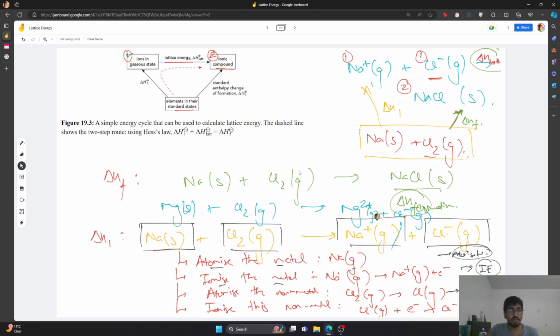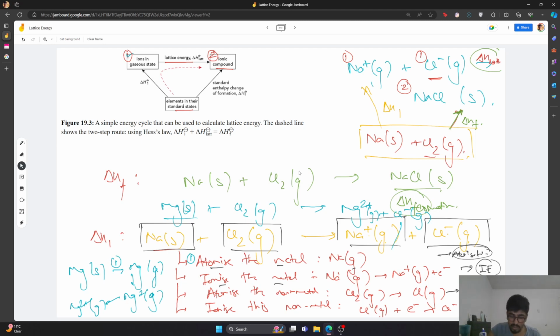In that case, you will have to ionize Mg twice, right? So first you atomize Mg. You start with Mg solid, convert it into Mg gas. Once you have converted into Mg gas, you convert it into Mg plus gas. Sorry, I'm writing solid but saying gas. Mg plus gas, right? And then you convert it into Mg2 plus gas.